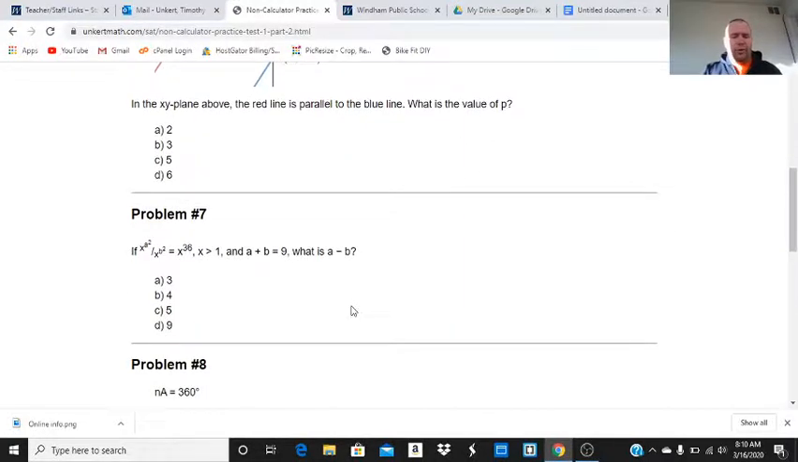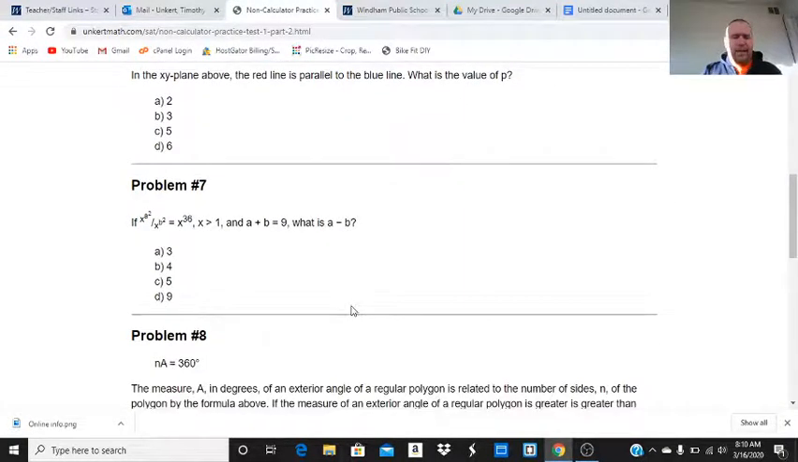Okay, problem number 7. If x to the a squared over x to the b squared equals x to the 36th power, then x is greater than 1, and a plus b equals 9. What is a minus b?